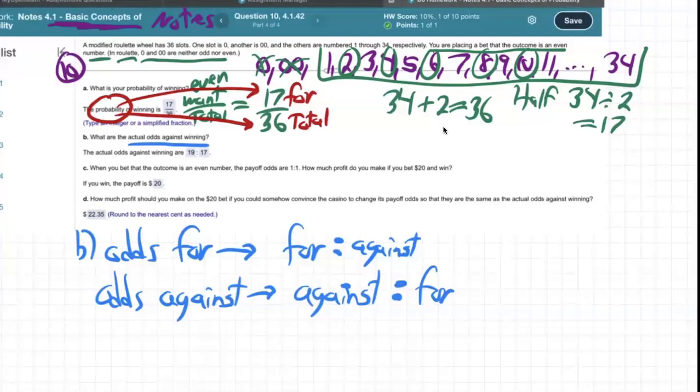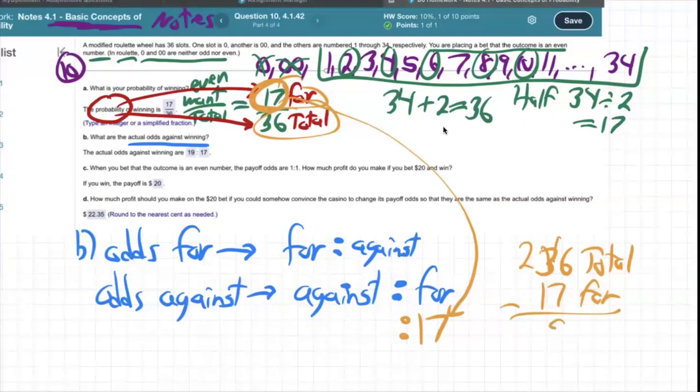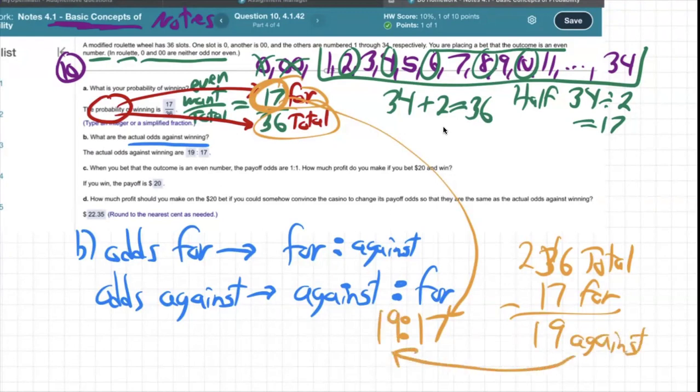Okay, so again, probability is 4 over total. So the 4, that's 17. That just goes right there. What is the against? Well, if there's 36 total, imagine there's 36 people in a room and 17 of them are for some issue. If you subtract, the rest are against. Let's subtract here. It's going to be 19 against. So that's the answer: 19 colon 17.